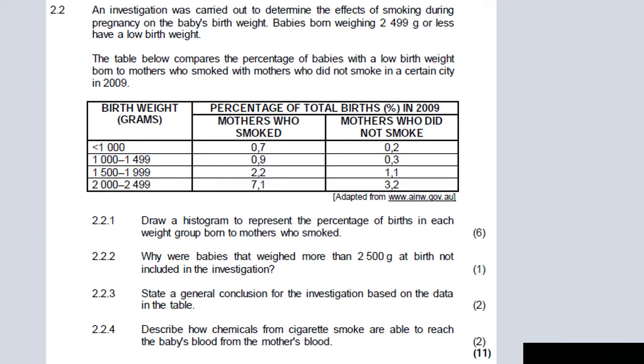You are asked to 2.2.1 draw a histogram to represent the percentage of births in each weight group born to mothers who smoked. 2.2.2 why were babies that weighed more than 2,500 grams at birth not included in the investigation? 2.2.3 state a general conclusion for the investigation based on the data in the table. And 2.2.4 describe how chemicals from cigarette smoke are able to reach the baby's blood from the mother's blood.